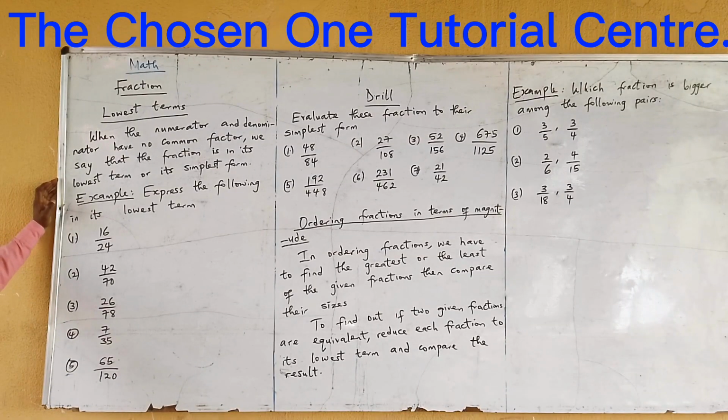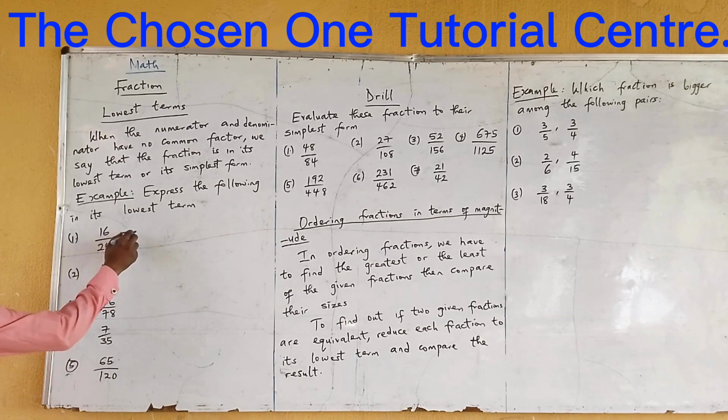Today we are still going to continue with fractions as a topic, and the subtopic under it will be lowest term. When the numerator and the denominator have no common factor, we say that the fraction is in its lowest term or in its simplest form. So we are going to express these fractions in their lowest term or simplest term. So we are going to reduce it.